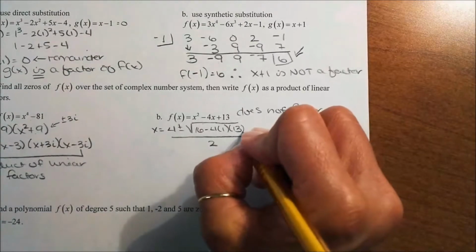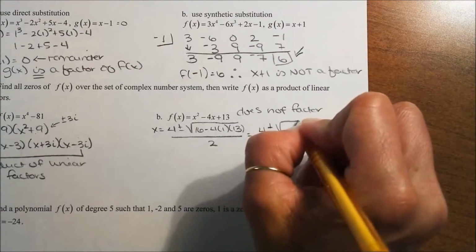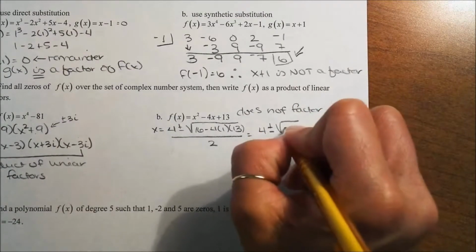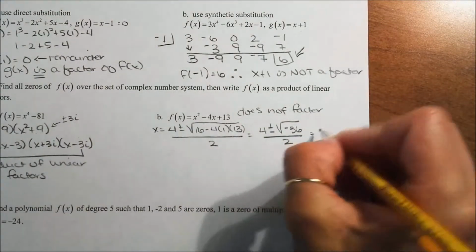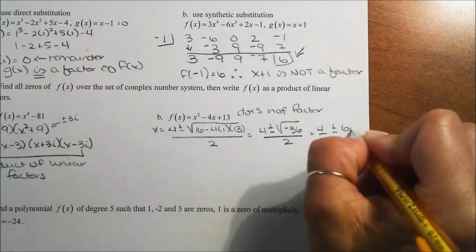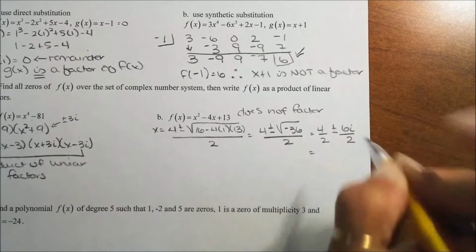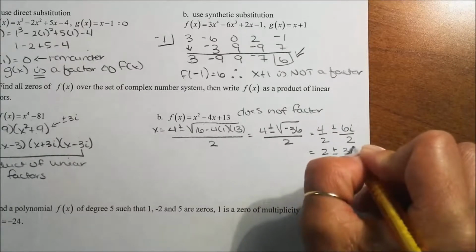When we proceed to solve, this becomes 4 plus or minus the square root of 16 minus 52, which ends up giving me negative 36, and this is all over 2. So when we simplify this, it's 4 over 2 plus or minus 6i over 2. So my zeros are 2 plus or minus 3i.